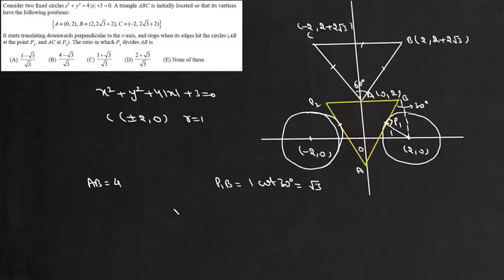Then length of P1A is 4 minus root 3. Now we have to find the ratio of P1A upon P1B. So we have to find P1A upon P1B. Now this is 4 minus root 3 upon, now P1B is root 3. So answer to this question is 4 minus root 3 upon root 3, and that's your option B.